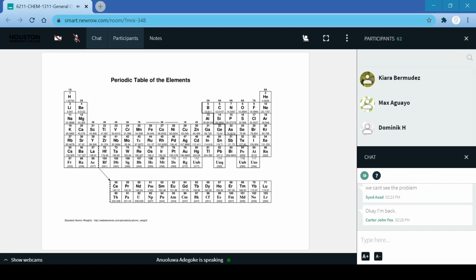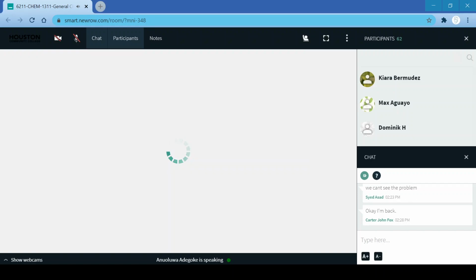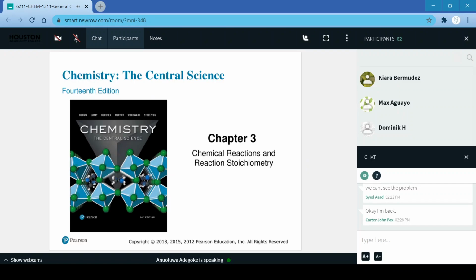And for these calculations, we basically need our periodic table. What we need our periodic table for is just to get the atomic masses and also to be able to get the charges as well, like we did last week.